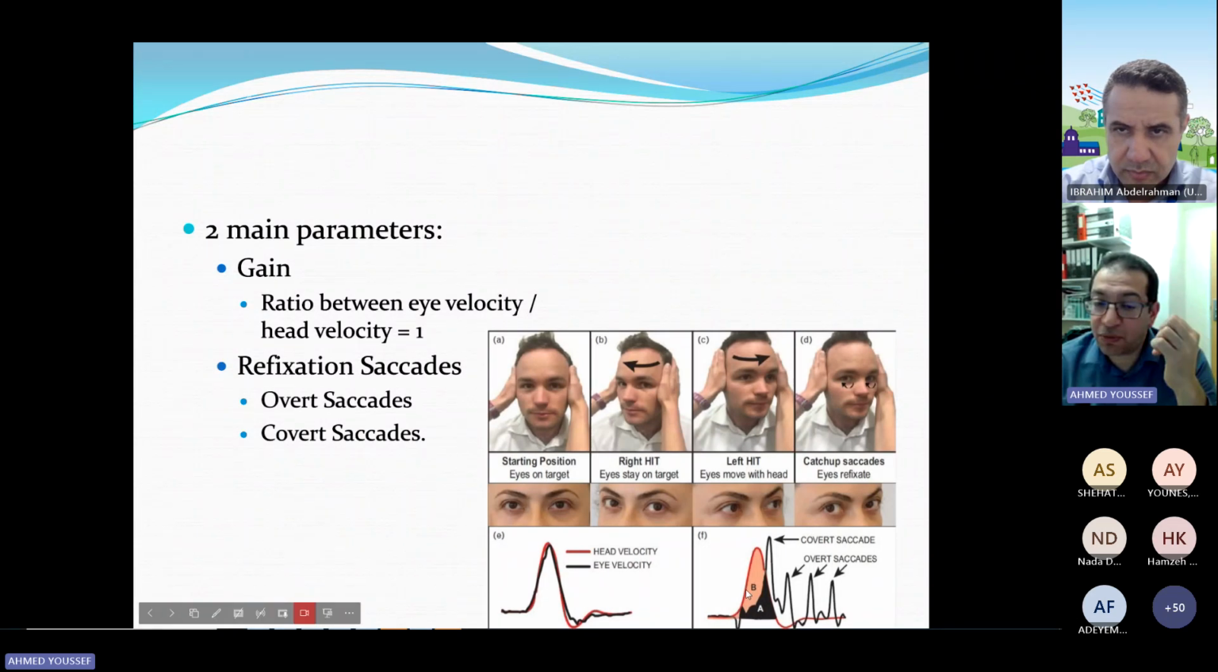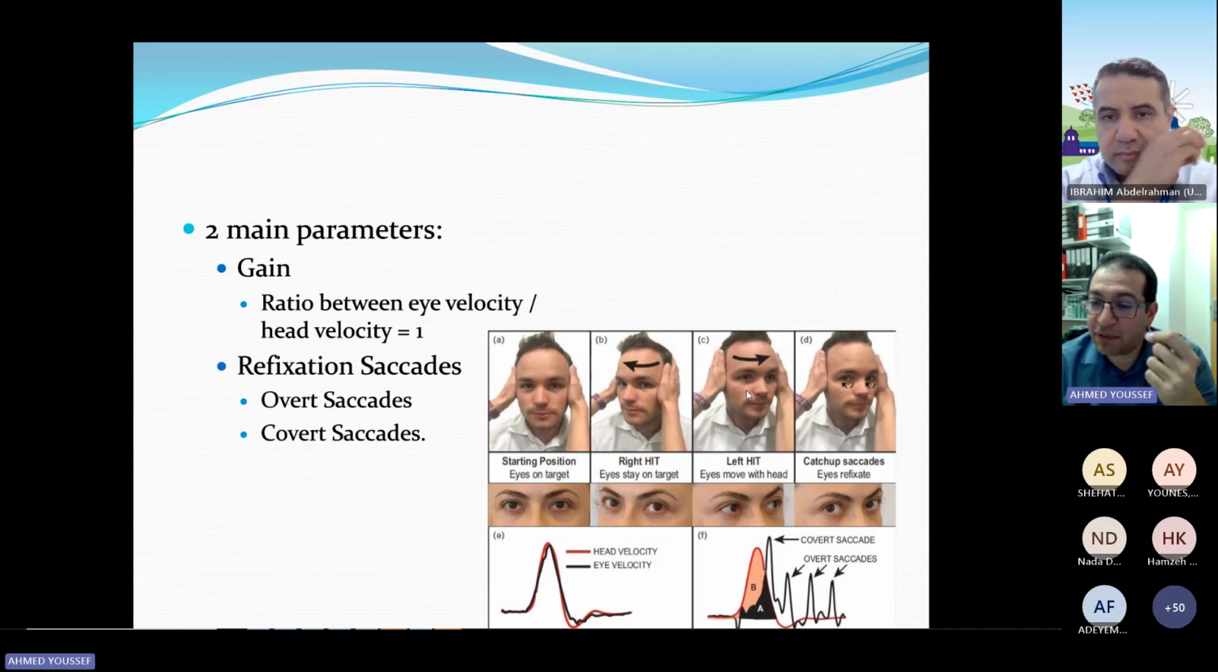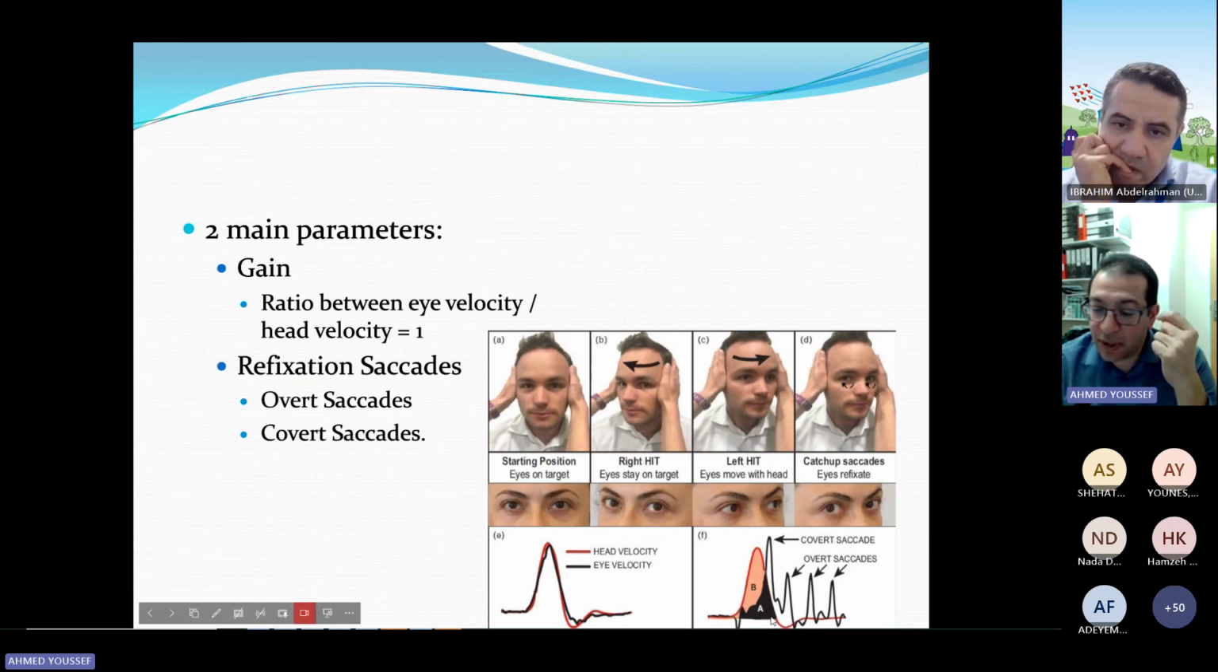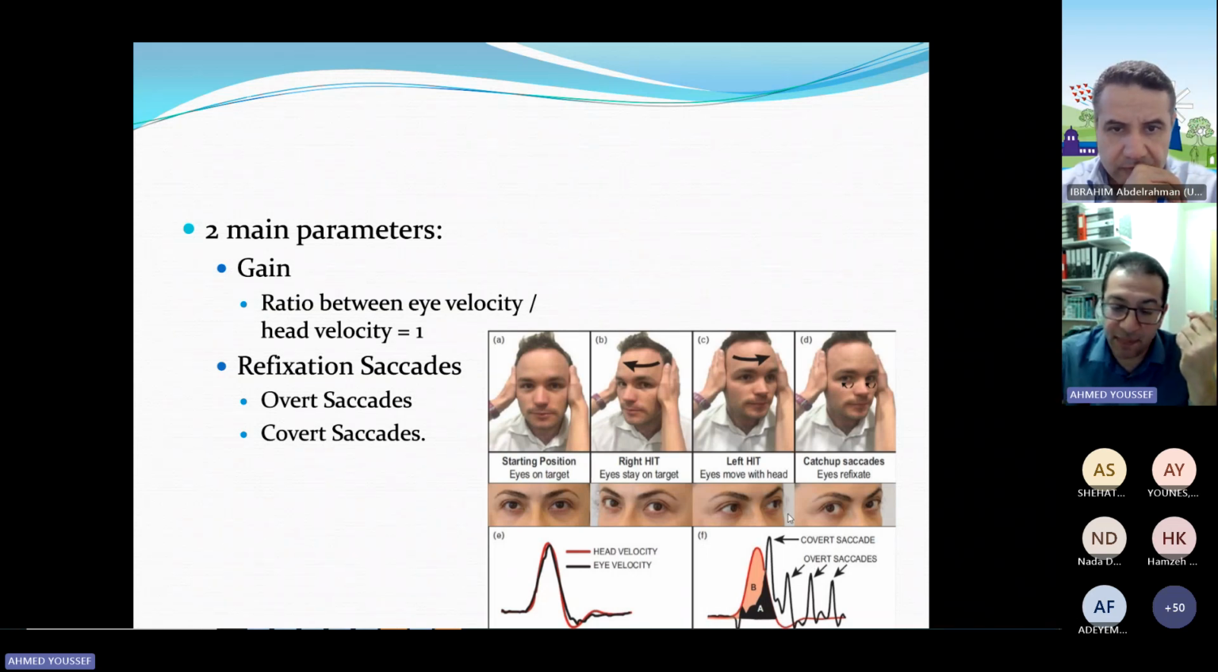But if the patient was actually compensating and getting better, what happens is that as you are moving the head, there is a bit of a lag from the eye, but the refixation happens quite quickly before the head movement is finished. That's why the refixation saccade happens while the head is still moving, on the descending limb. And this is called covert saccade because you can't see it clinically.